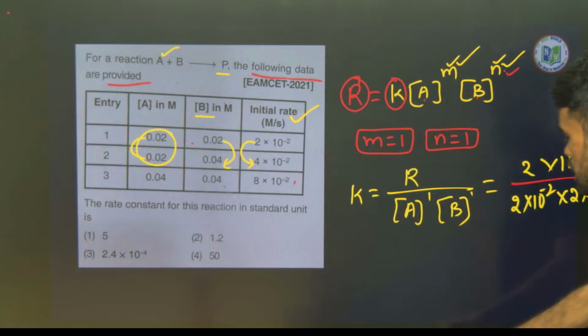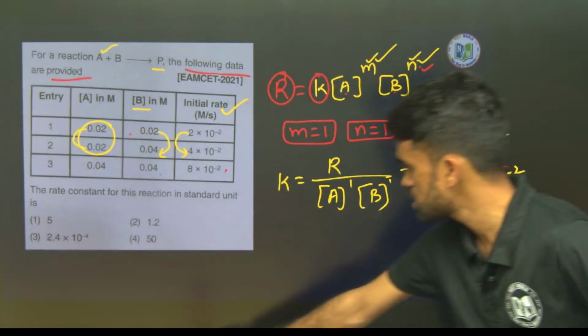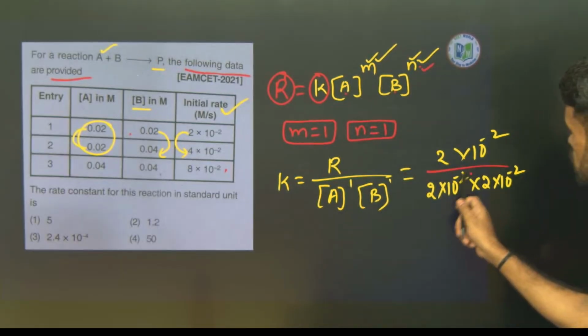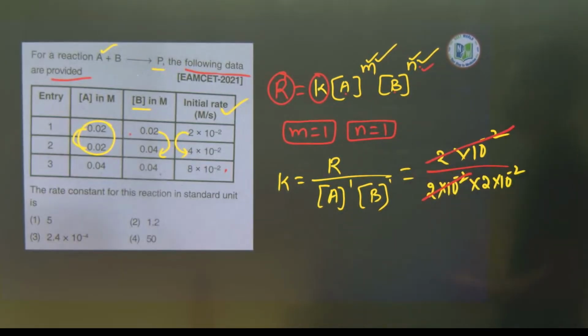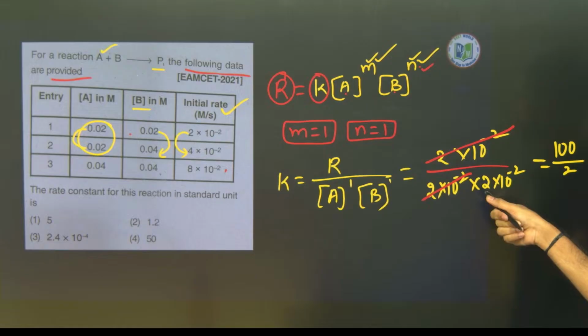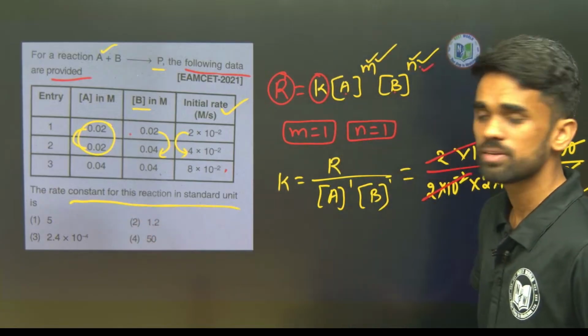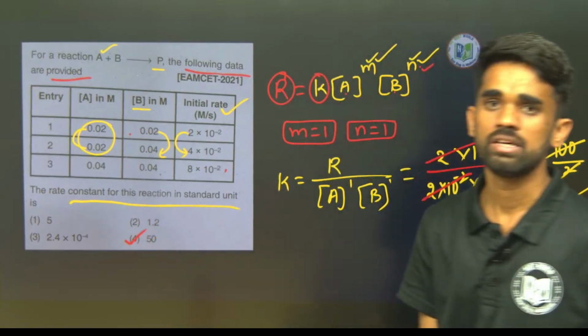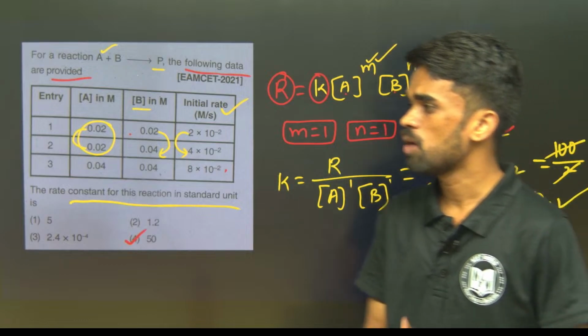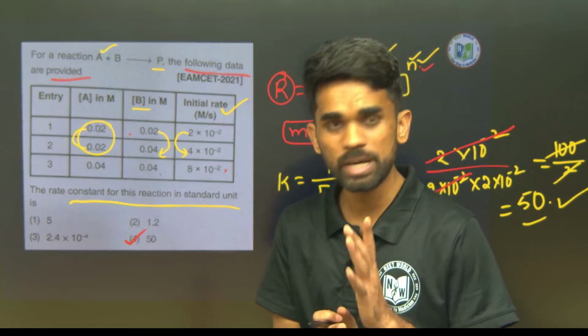I am substituting those values here. Now look at these, try to simplify. So 2 into 10 power minus 2, 2 into 10 power minus 2 I can remove. So we have 10 power minus 2, I can write 100 by 2 right now. So this is 2 we have. So this is how much? It is 50. That's it. So what is the rate constant for this reaction? It is just 50. So option number 4 will be our perfect answer for this question. Hope it is also clear.